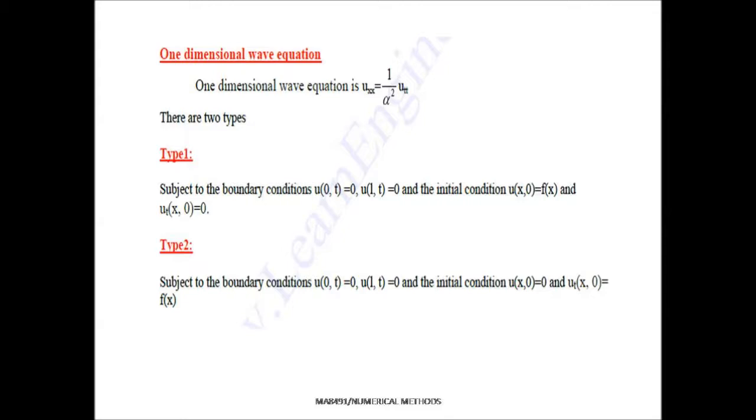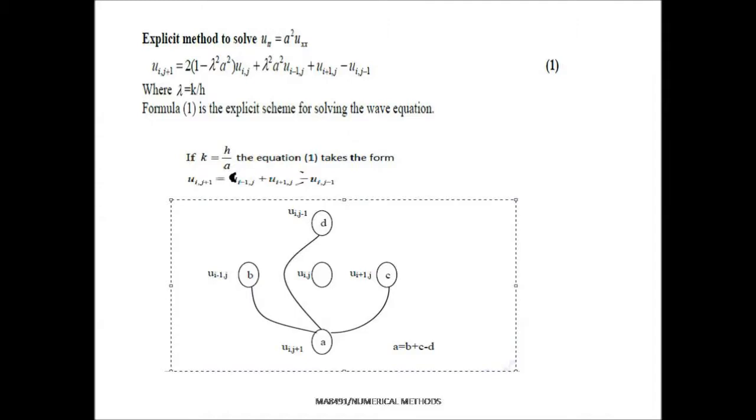Now let's see the formula which we are going to use to solve these two types. The formula to solve the one-dimensional wave equation is u(i, j+1) = 2(1 − λ²a²) u(i, j) + λ²a² [u(i−1, j) + u(i+1, j)] − u(i, j−1), where λ = k/h. It is an explicit scheme for solving the wave equation.